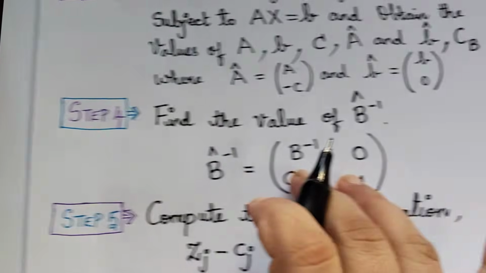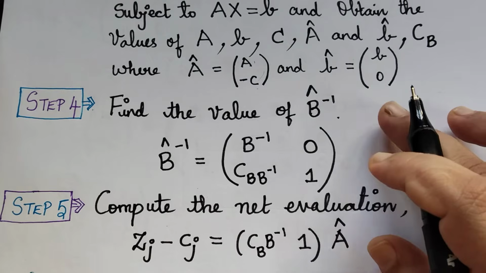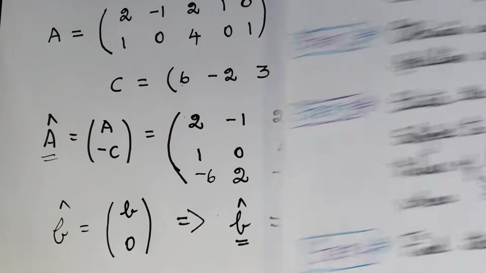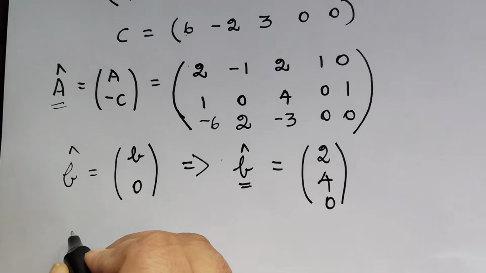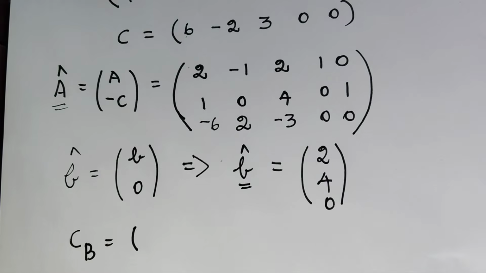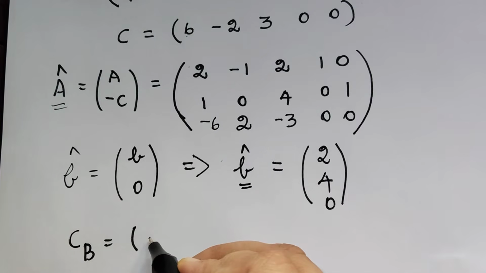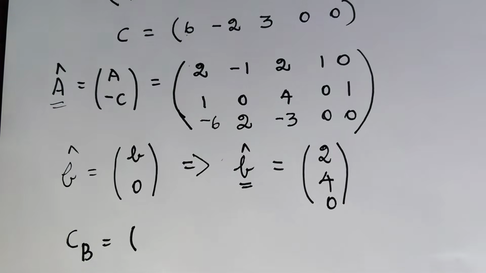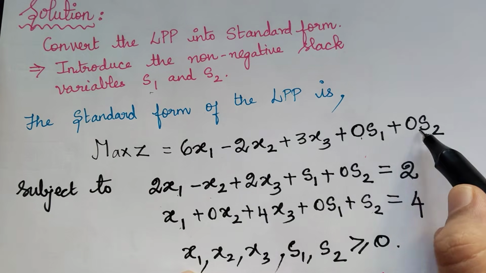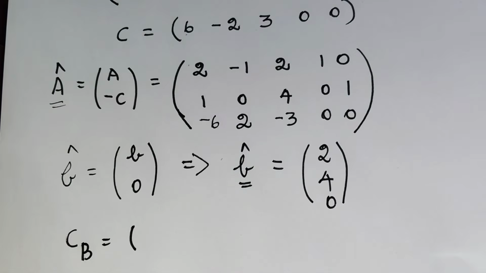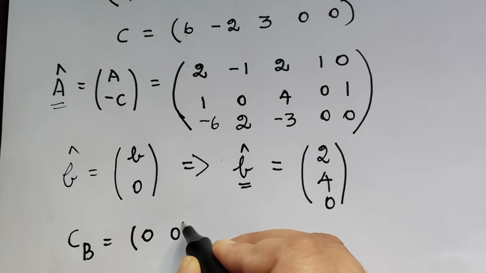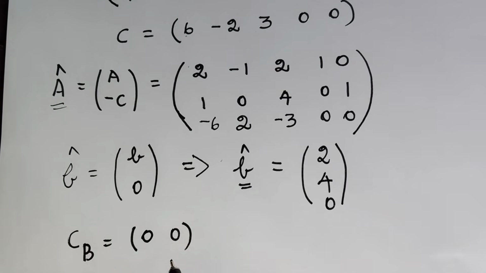The next step is, after finding A cap and B cap, we shall also write CB. So what is CB? CB is the matrix where we will have the cost of slack variables in the objective function. So what is the cost of slack variables in the objective function? 0, 0. Therefore, there are two slack variables, so we will have the matrix as 0, 0. So this is the matrix CB.